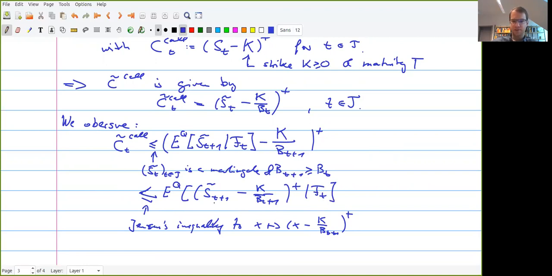Well, but what is this? Recalling our pricing formula that we have derived before, what is this here? The inner part is nothing else than the discounted payoff of the call option at time t plus 1, discounted, conditioned on F_t.